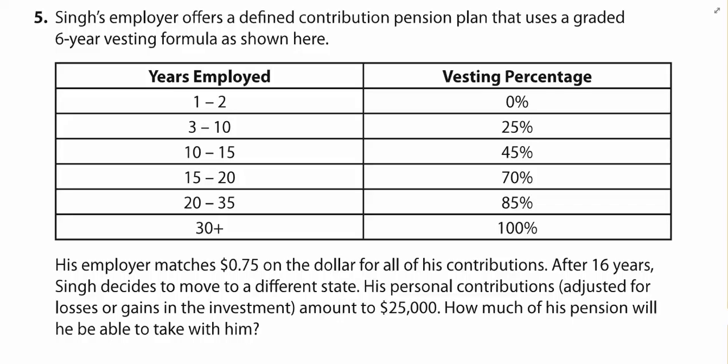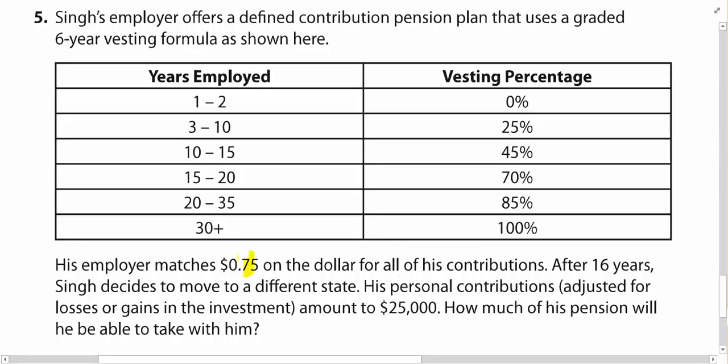In this case, Singh's employer matches 75 cents on the dollar. So that means 75% of what Singh invests, his employer will also contribute into a pension system or into a retirement plan. After 16 years of working, Singh decides to move to a different state and therefore withdraw his money from this pension plan. Now, his personal contributions amount to $25,000. Let's see if we can figure out how much of his pension he'll be able to take with him.